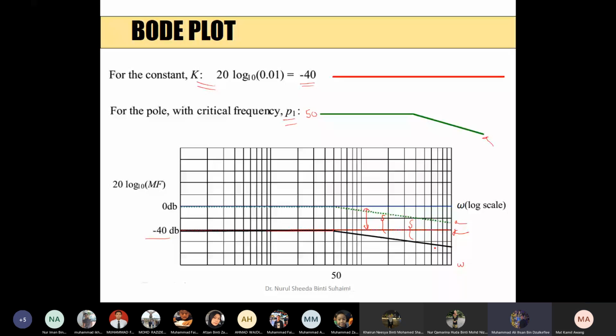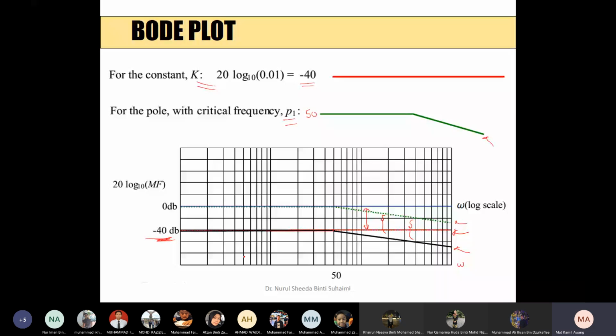So basically your circuit has an attenuation of minus 40 dB. Your system actually gives you an attenuation of 40 dB. Okay, that's how you do a Bode plot.